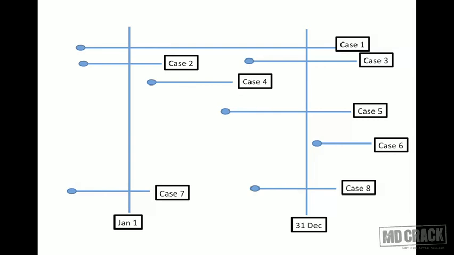Point prevalence on Jan 1. Obviously, this is easy to count. Point prevalence, when I say, you just count the lines which are crossing. So that would be case number 1 is present on Jan 1. Yes, it is. Case number 2 is present on Jan 1. Yes, it is. Other cases are not present on Jan 1. The last case number 7, is again present on Jan 1. So that would be the point prevalence 1, 2 and 7. So these 3 cases are the point prevalence.